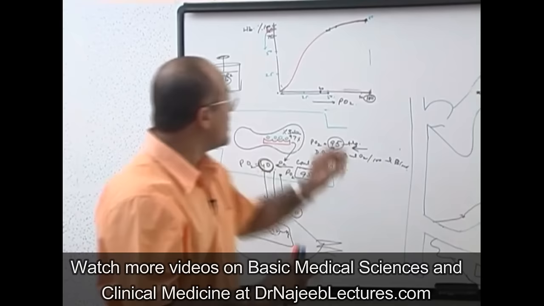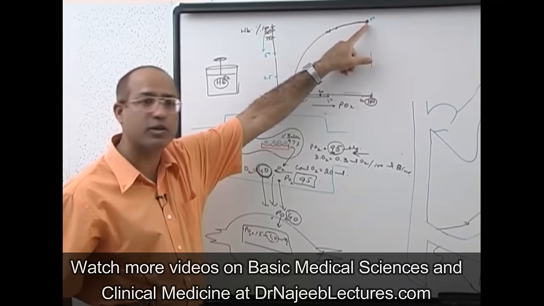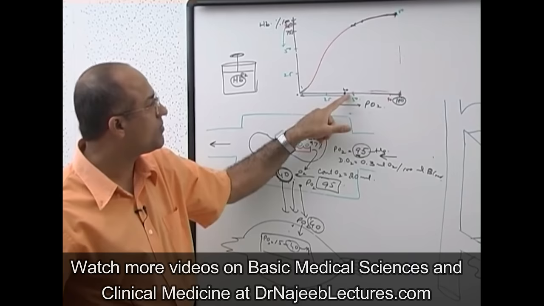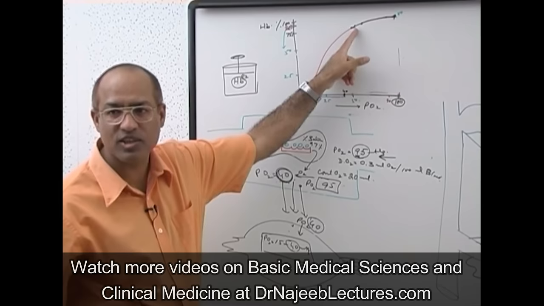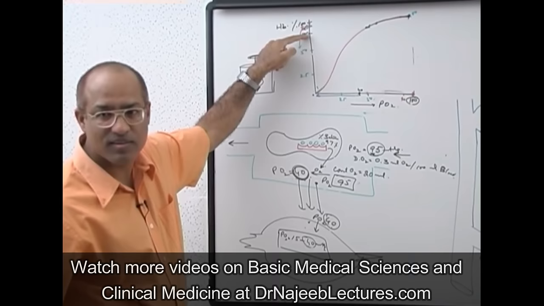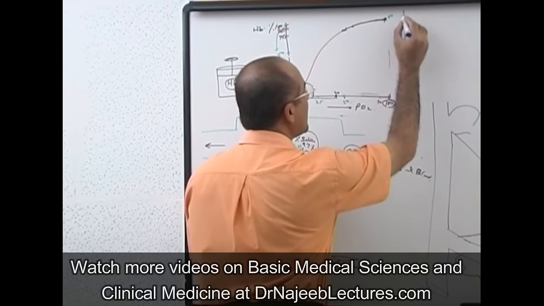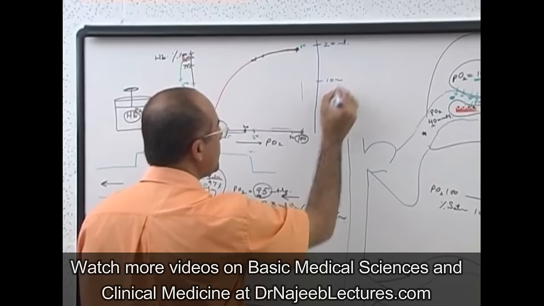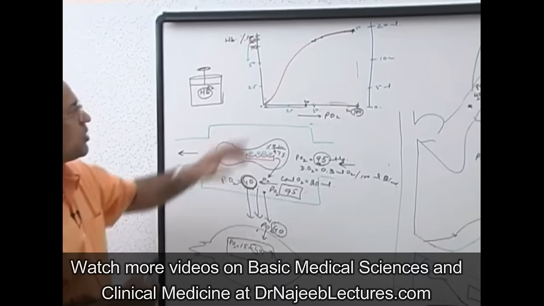Now, what we are really saying is that in the lungs, under the pressure of 100, it was 100% saturated. When it came to the tissue, pressure dropped to 40. It only released how much? 25% oxygen, because pressure dropped from 100 to 40, but saturation dropped from 100 to 75. Now we put another parameter here, content of oxygen. How much was the content of oxygen here? 20 ml. Is that right? 10 ml, 5 ml, 0 ml.